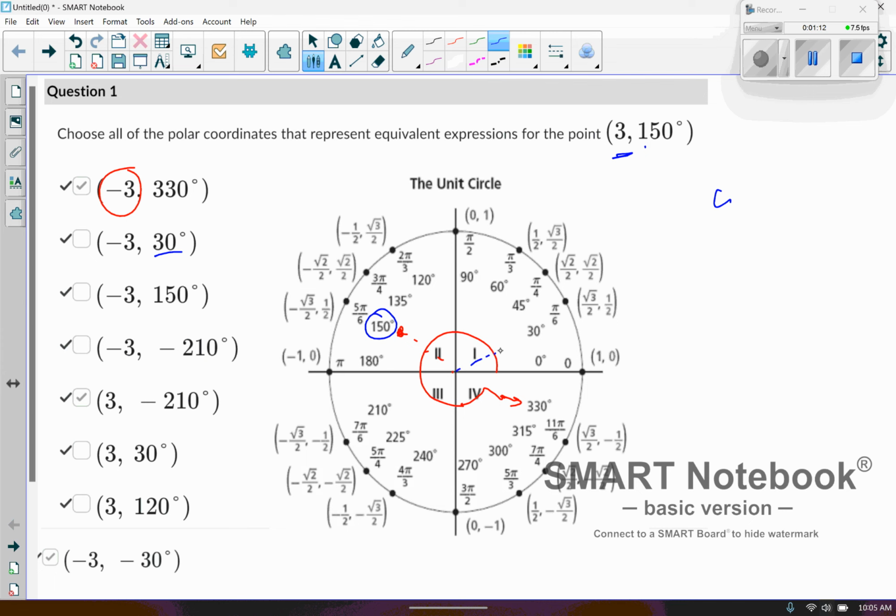The next one says rotate 30 degrees. So I rotate and I'm looking at 30 degrees, but I go backwards three. So I end up over here. So you can see it's not equivalent, right?